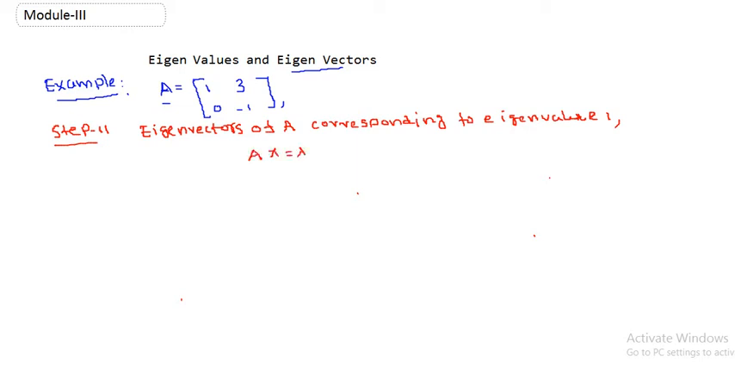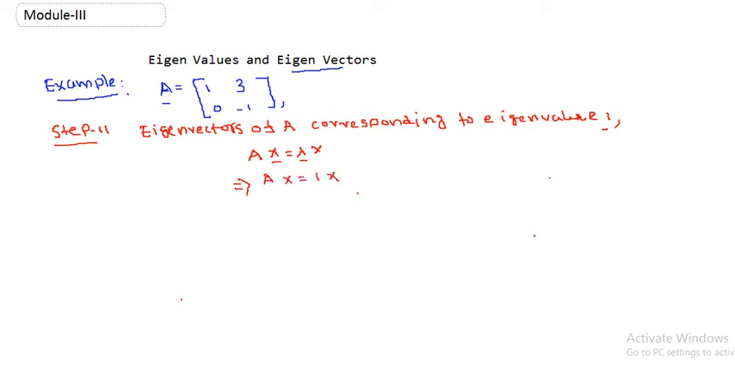Because we know that if lambda is an eigenvalue, then A times x equals lambda times x. Here lambda is our eigenvalue and x is our eigenvector, which is a non-zero vector. Because here we have the eigenvalue 1, we can write A times x equals 1 times x.